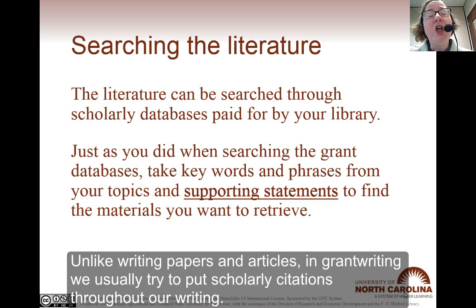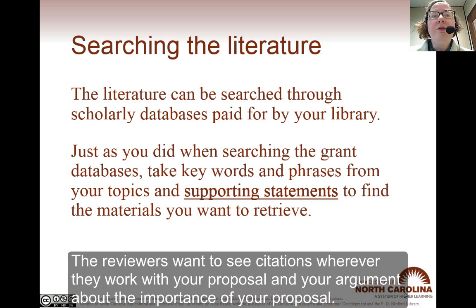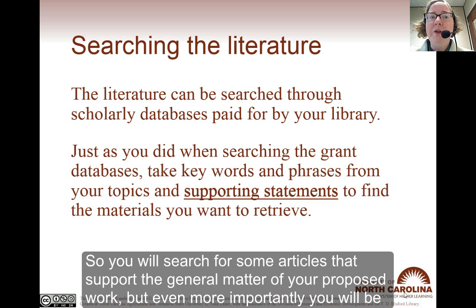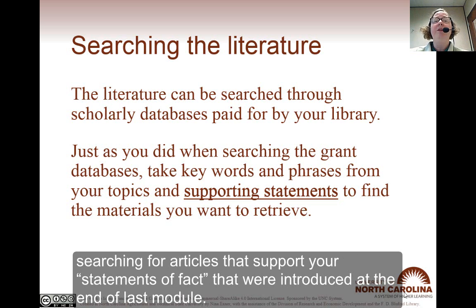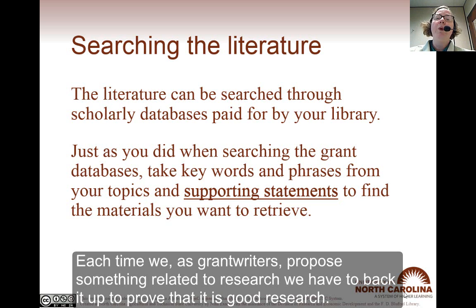In modern grants, there usually is not a specific literature review section. Unlike writing papers and articles, in grant writing, we usually try to put scholarly citations throughout our writing. The reviewers want to see citations wherever they work with your proposal and your argument about the importance of your proposal. So you will search for some articles that support the general matter of your proposed work, but even more importantly, you will be searching for articles that support your statements of fact that were introduced at the end of last module.